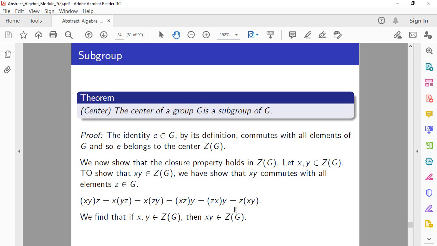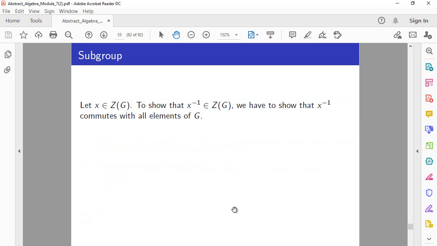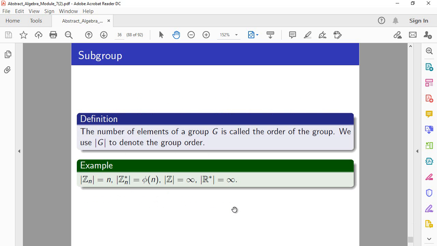We have shown that the center is closed under the operation, and we have shown the existence of the inverse of each element of the center. In other words, the inverse of any element in the center is also in the center. So therefore, Z of G is a subgroup of G.